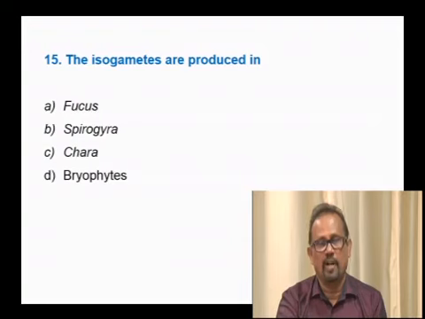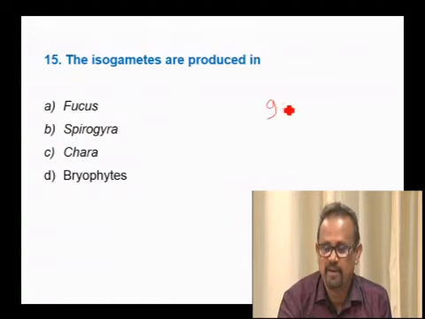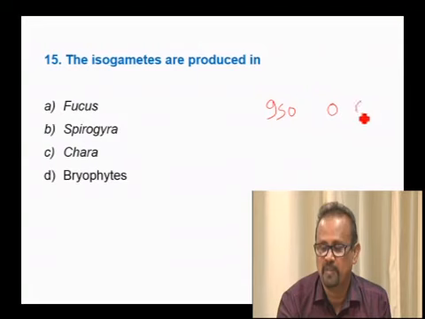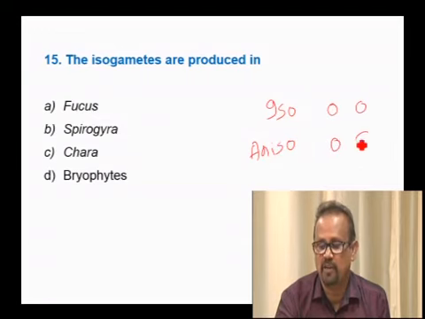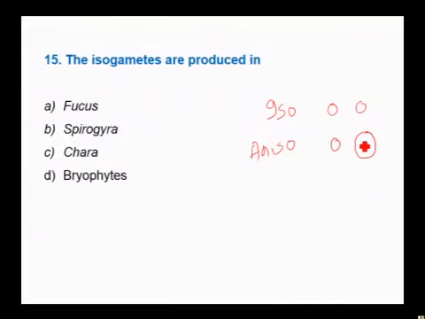Isogametes are also called homogametes, where the sperm and the egg look alike. They are similar. So the gametes can be classified into isogametes, where sperm and the egg cannot be differentiated, and anisogametes, where the sperm is smaller and the egg is larger. In their shape, both are spherical, both are immotile, but the egg is larger and the sperm is small. In oogametes, they are totally different. The sperm and the egg are totally different. The sperm is active, the egg is inactive; the sperm is motile, the egg is immotile.